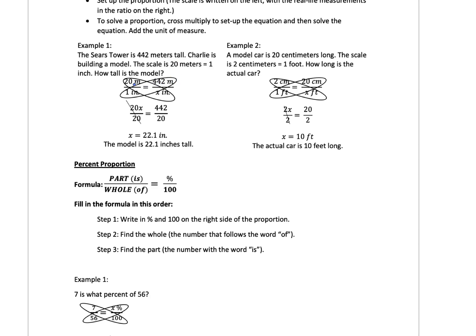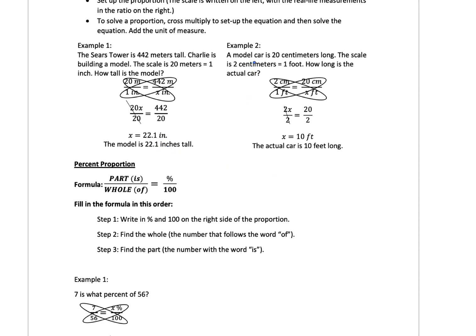That can go on top because we put 20 meters on top. The question says, how tall is the model? So we're trying to figure out how many inches this would be equal to using that scale factor. So this is all set up correctly. We cross multiply and get 20x equals 442. Divide both sides by 20, and x equals 22.1 inches. So the model would be 22.1 inches tall.